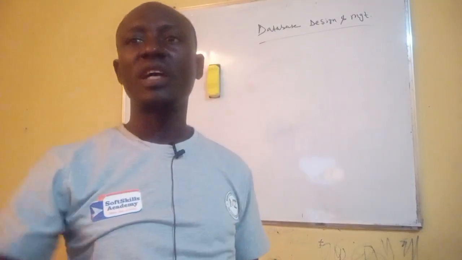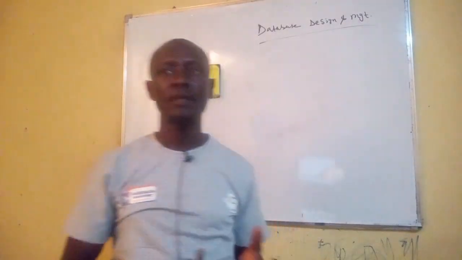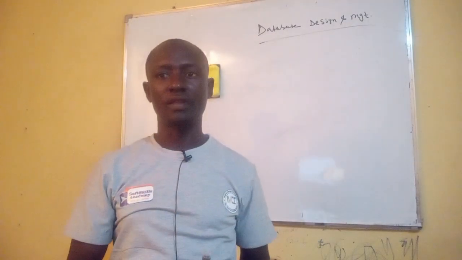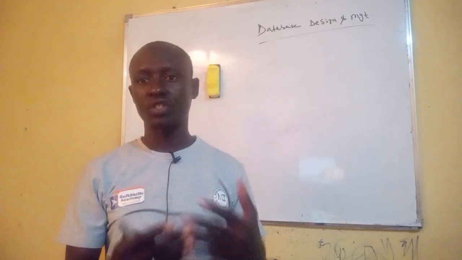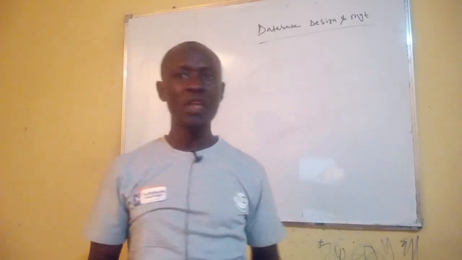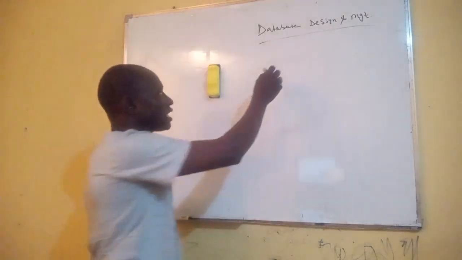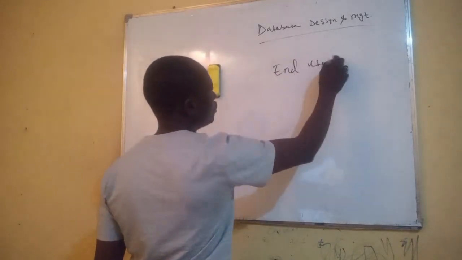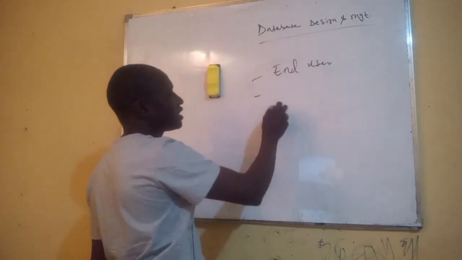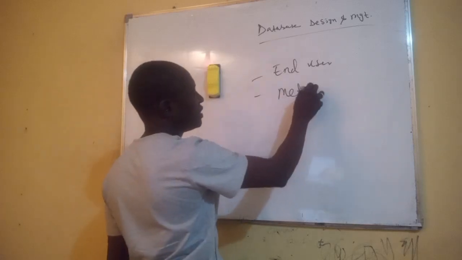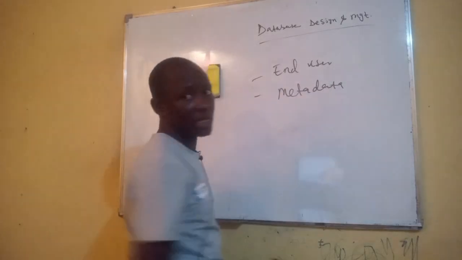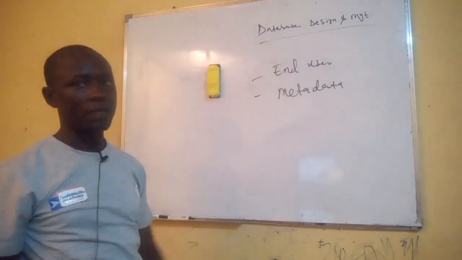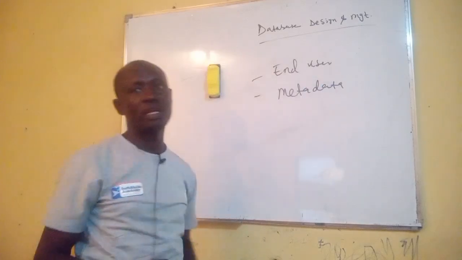So in essence, what we are saying is we have two types of data in a database, the data that is going to be stored. One, we have end user data, and the second one is called metadata. Are we together? Metadata and end user data.